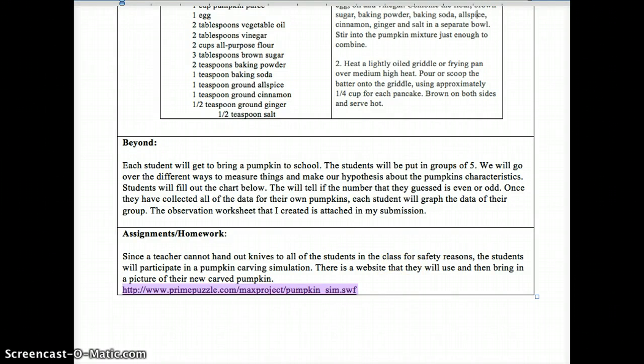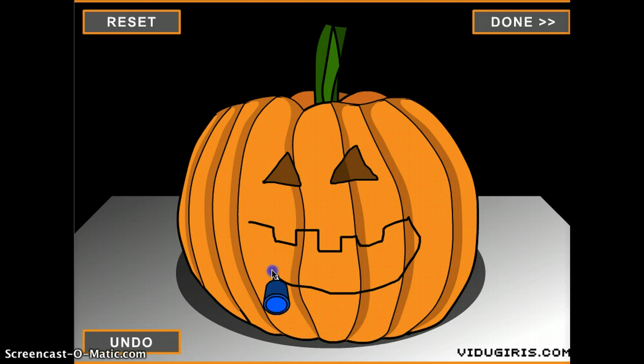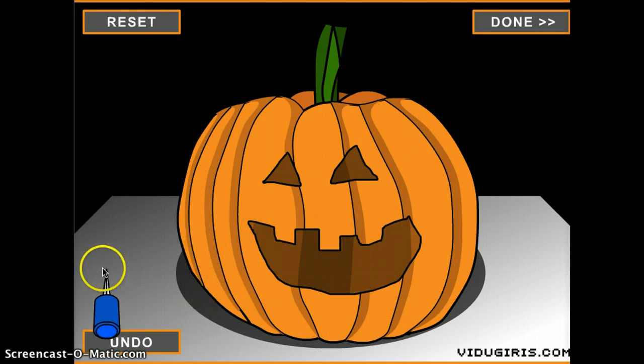There is a special simulation website that I found, and it was pretty interesting. You could carve your own pumpkin, and I thought this was a great tool because I don't think bringing a pumpkin into class and carving it and having the students have knives would be allowed because of a safety risk. So I thought this would be a good way for them to do this, even if parents were low income and couldn't afford to buy a pumpkin. I thought this was a good supplement using technology.